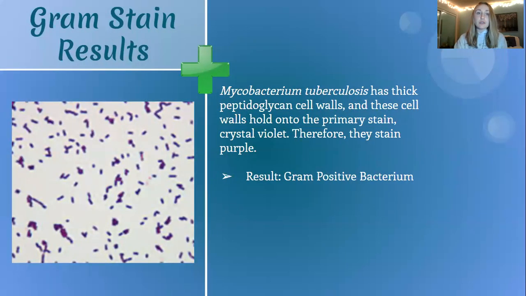So we're going to dive into the gram stain results. Mycobacterium tuberculosis has thick peptidoglycan cell walls, and these cell walls hold onto the primary stain, crystal violet. So the rods are going to stain purple, as you can see in the image to the left. That means that it is gram positive.